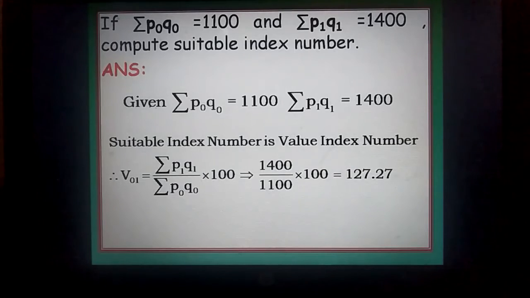127.27. So what conclusion can be given for this? For base year it is 100. More than that, what is present here, 27.27% is more than 100. That's why it can be expressed in this way: 27.27% increase in the value index in current year as compared to base year.